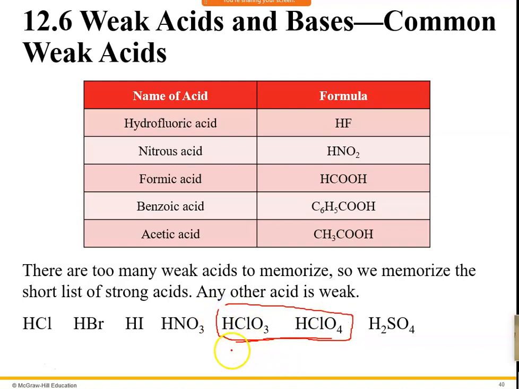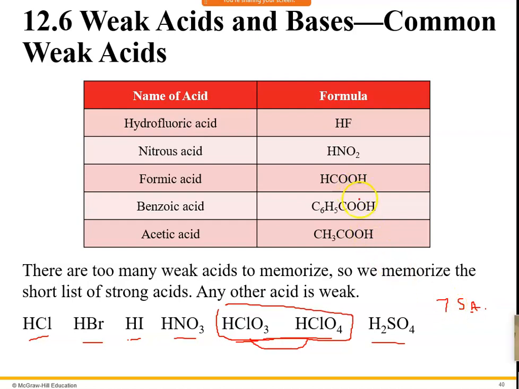So notice that they have chloric acid and perchloric acid as strong acids. So HCl, HBr, HI, nitric acid, and sulfuric acid. And then they have both the perchloric and the chloric acid. So there are 7 strong acids. Everything else is weak.